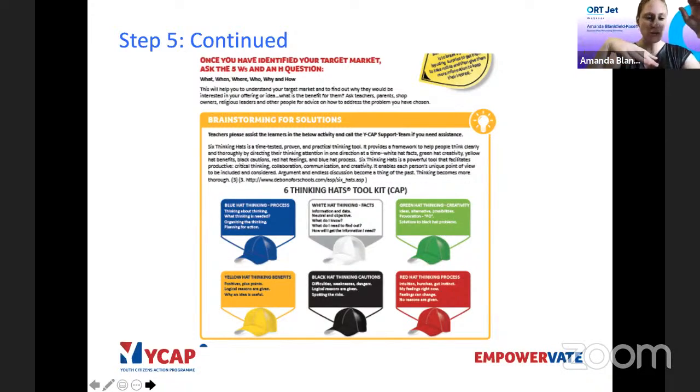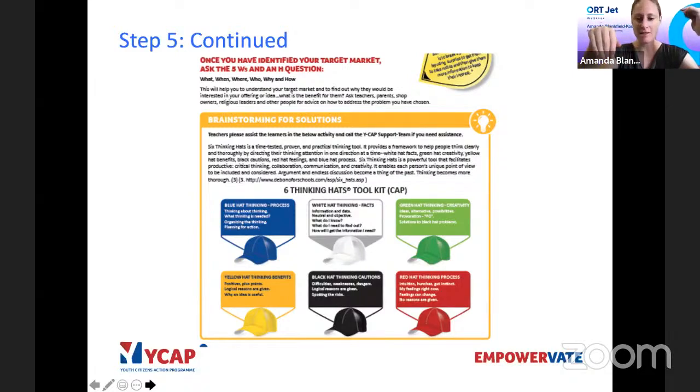And then the yellow hat would be the one thinking about the benefits. So what are the positives and the plus points of this business? What are the logical reasons that we would do this? And why would our idea be useful? And the black hat is thinking the cautions, the risks, the difficulties, the weaknesses, the dangers. Logical reasons are given, spotting the risks. So that's the black hat.